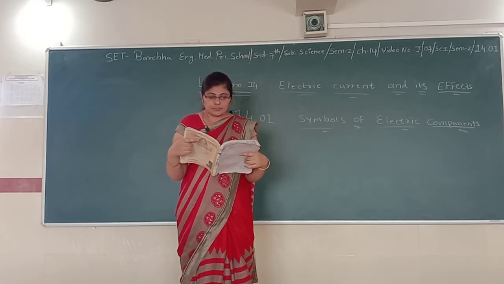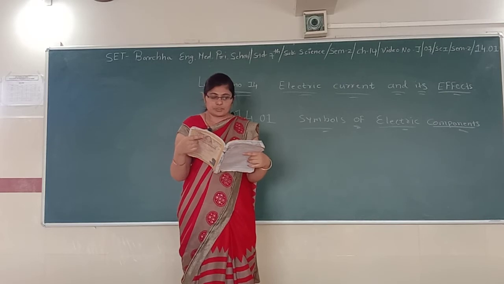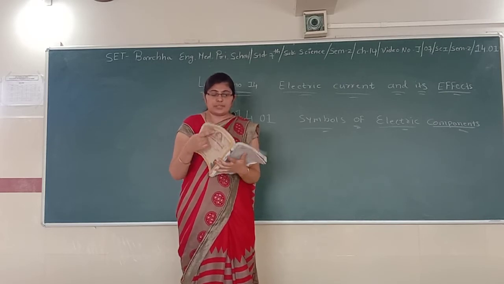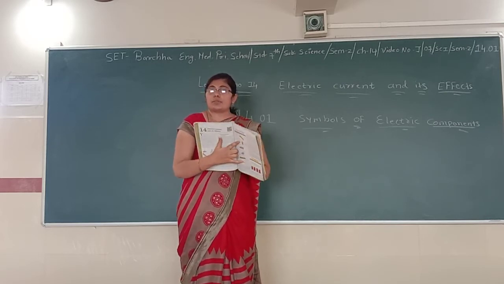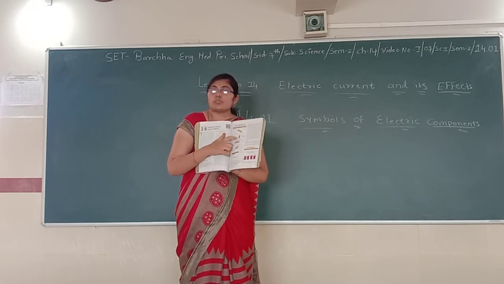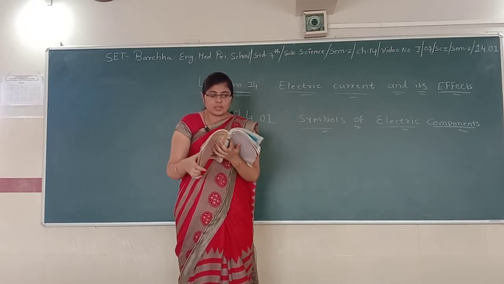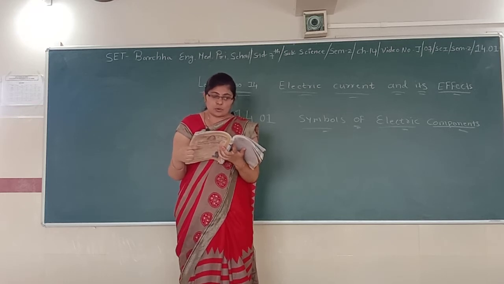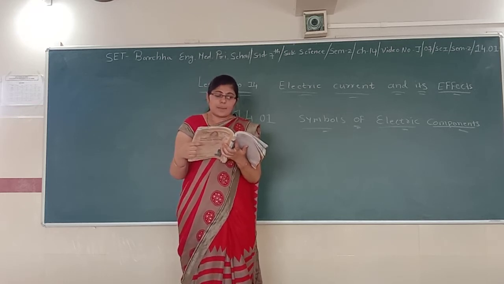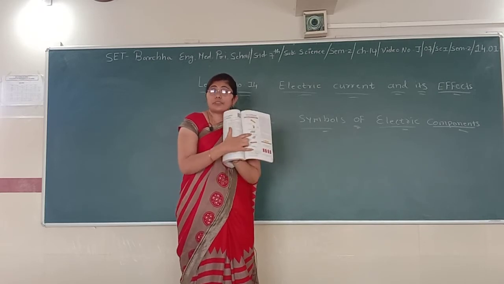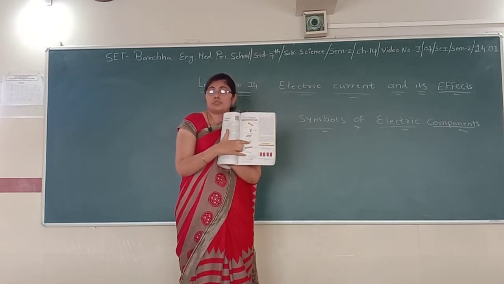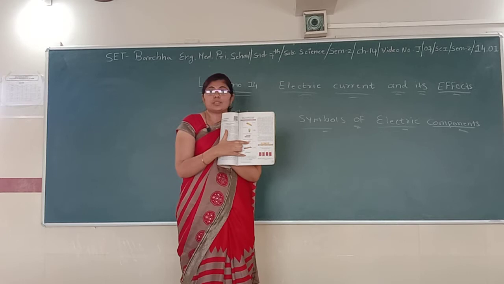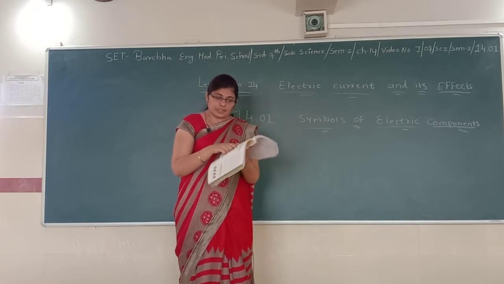You may come across different symbols for these components in different books. However, in this book, we shall be using the symbols shown here. See, it is saying that you have seen many components, but we can show the components this way. Look at the symbol carefully. In the symbol for the electric cell, notice that there is a longer line and a shorter, thicker parallel line.